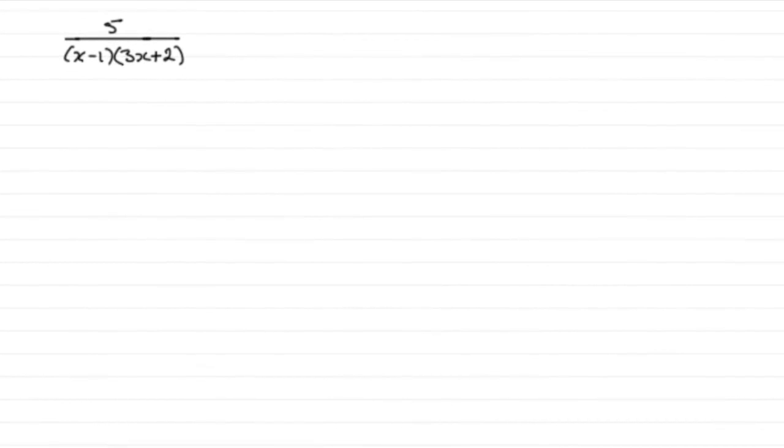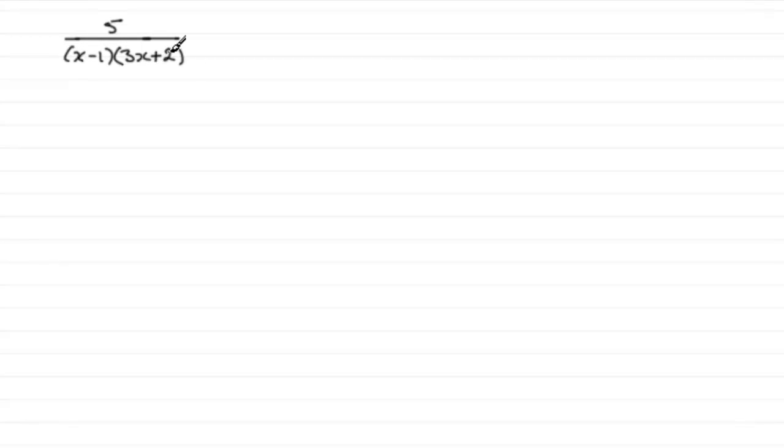Now for this first part, we're asked to express 5 all divided by x minus 1 times 3x plus 2 in partial fractions. Now I'm assuming that you're familiar with partial fractions. If not, you can go on my website and look for tutorials on this. But what we have here is 2 linear factors.